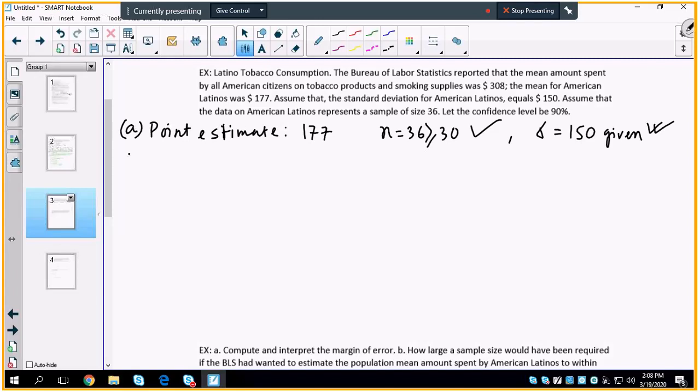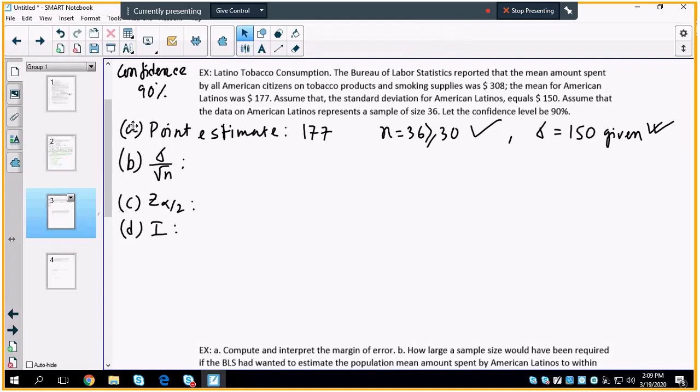Second question is finding sigma over square root of n. Third question is finding Z alpha over 2. And the other information given to you is the confidence level. So the confidence in this problem is 90%. And then I'm going to talk about the confidence interval. And I'm going to show how to do this work in Excel spreadsheet and gather information from there.